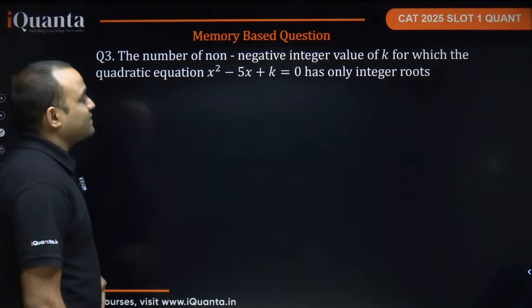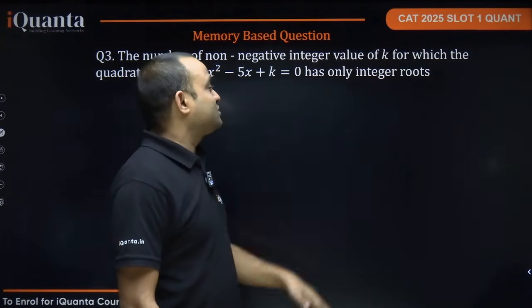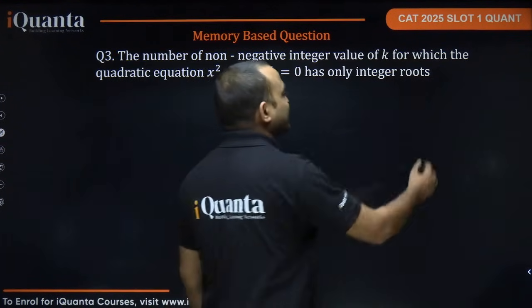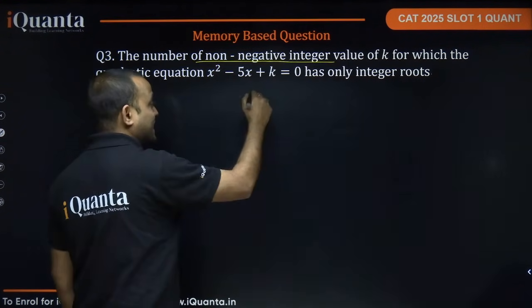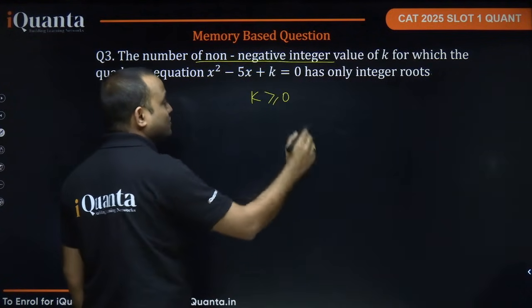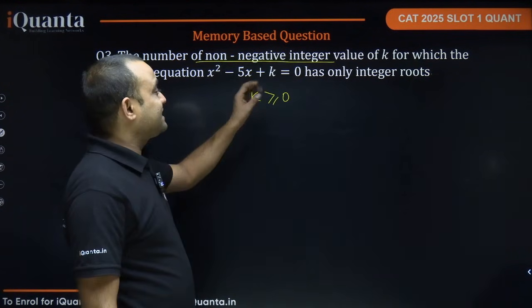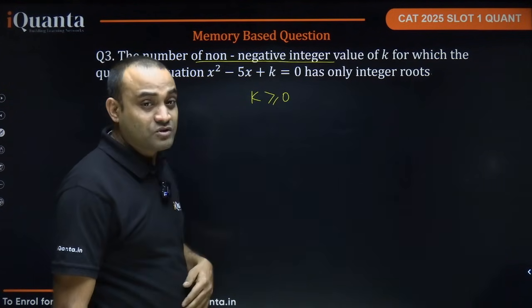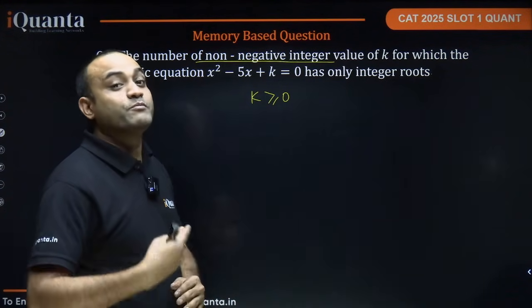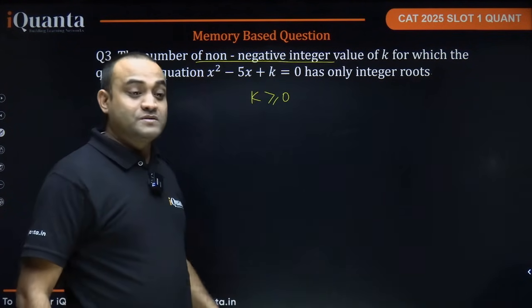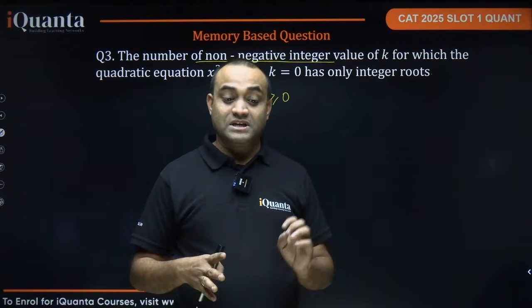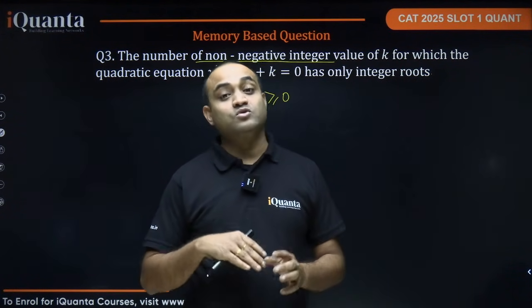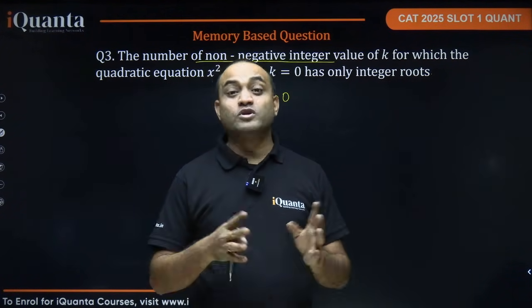x square minus 5x plus k is equal to 0 has only integer roots, nothing else, and we need to find non-negative integer, means k is greater than equal to 0. If k is greater than equal to 0, we can take k is equal to 0, or k will be positive. If k is positive, means product of roots is positive. That means either both the roots are positive or both the roots are negative, right? But the sum will always be same.